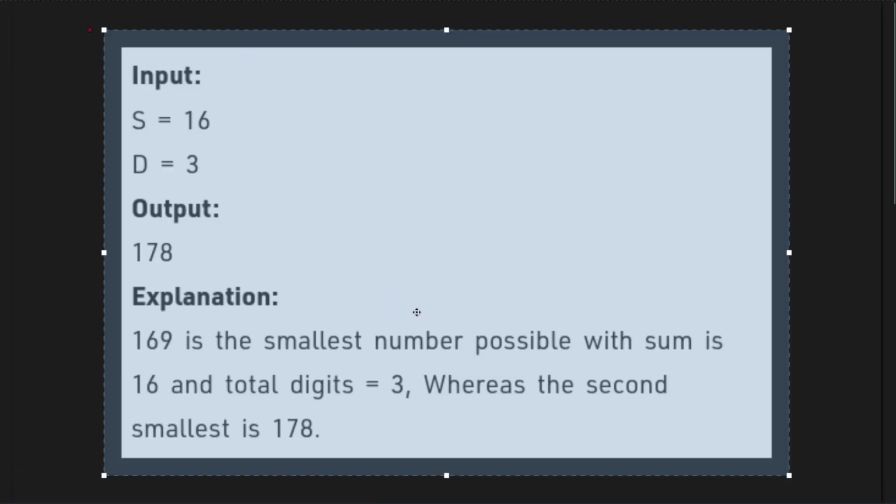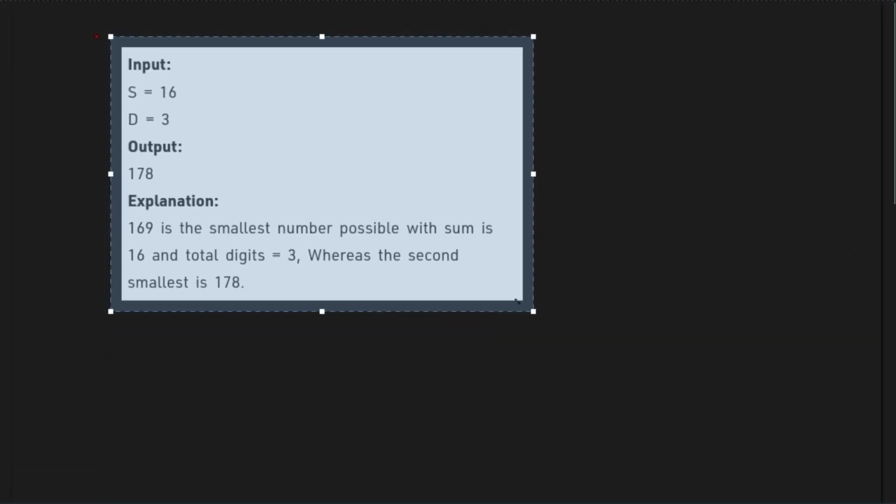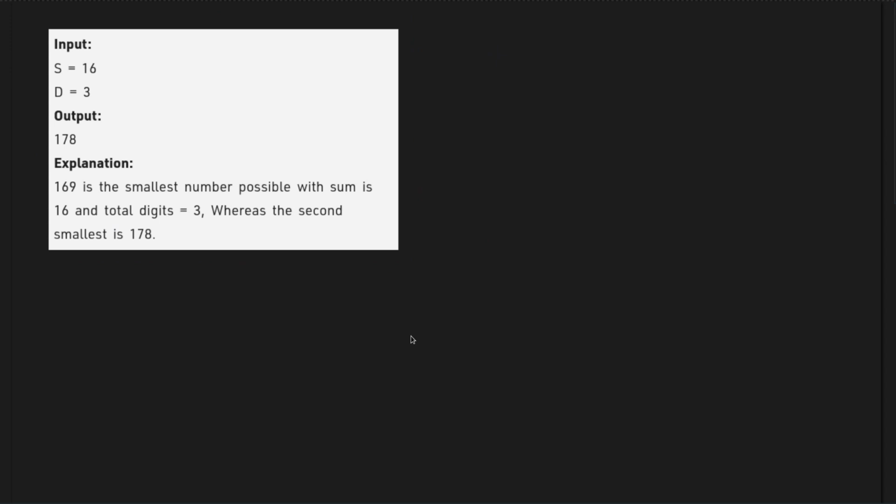If this is the example, then we have our answer as 178, and if you observe, the smallest number would be 169, I guess. The sum is 16 here. The sum of all the digits, 1 plus 6 plus 9, is equal to 16. Similarly, the next number, just the next number, will be 178.